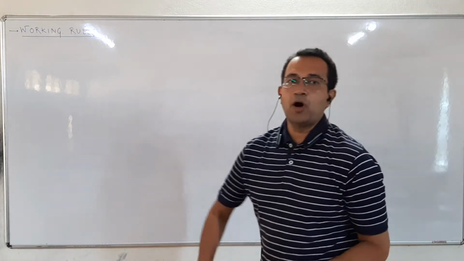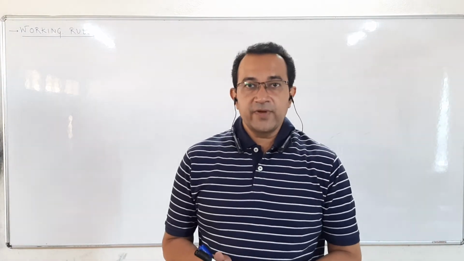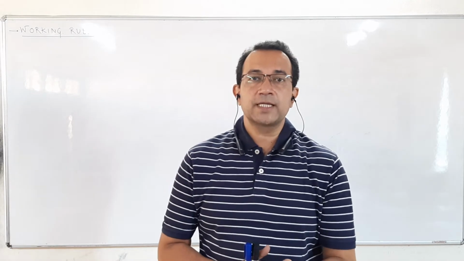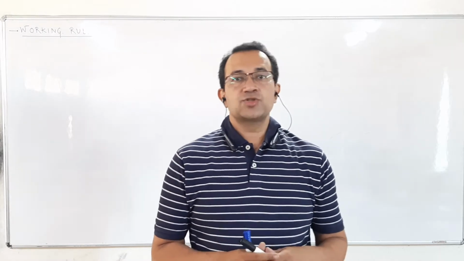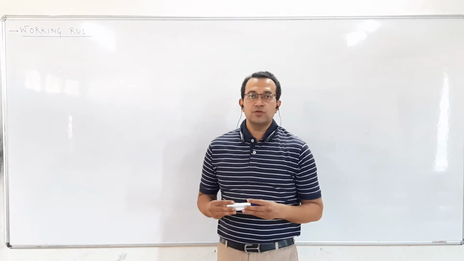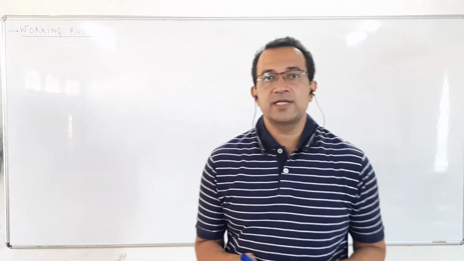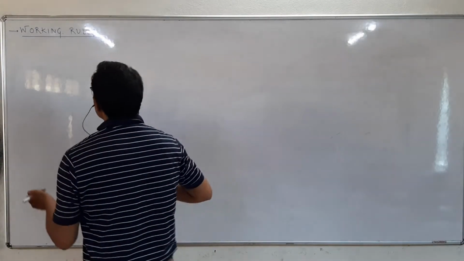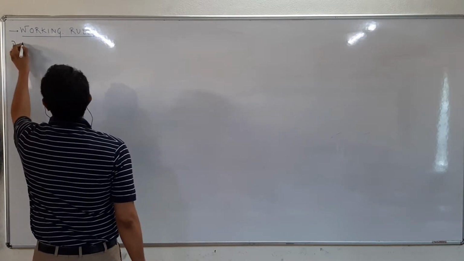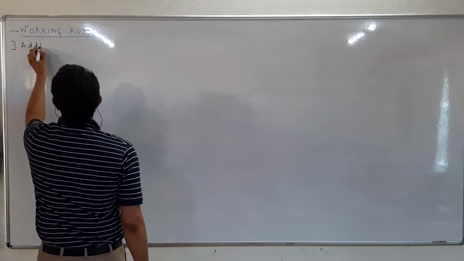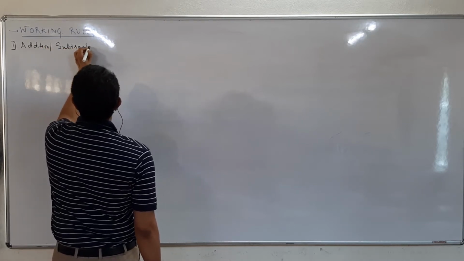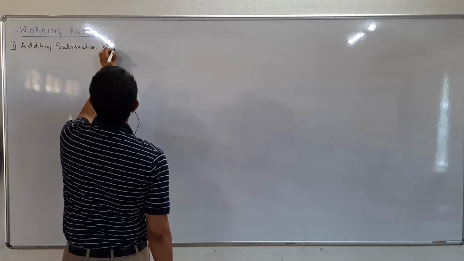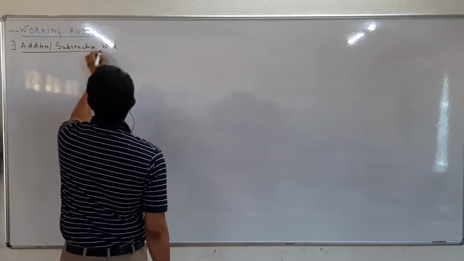We are going to have working rules of limit, and specifically one of the working rules can be asked in section B, students, VSQ. So I request all of you to pay attention and understand the basics. The first working rule is titled addition, subtraction working rule. WR means working rule. I am writing in short.